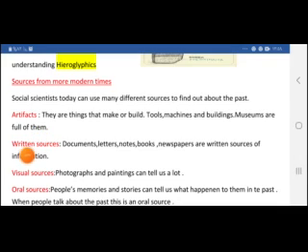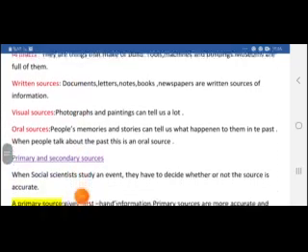Next one, written sources like documents, letters, notes, books. Even newspaper reports and newspaper articles are written sources of information. We can read them to get information. They are written, and that's why we call them written sources of information.